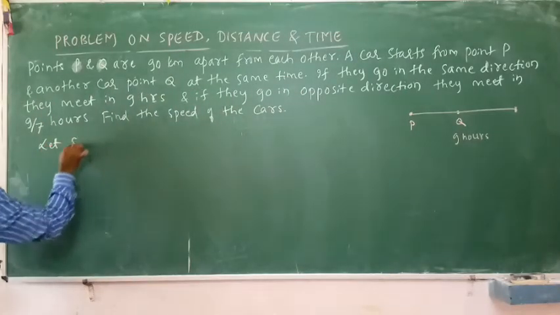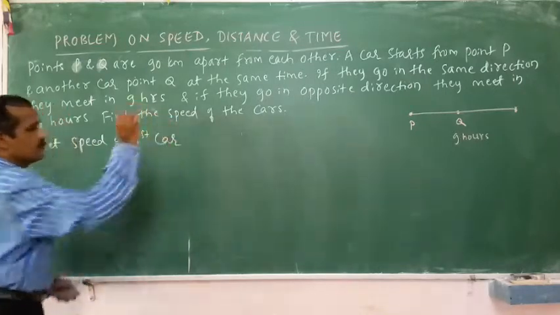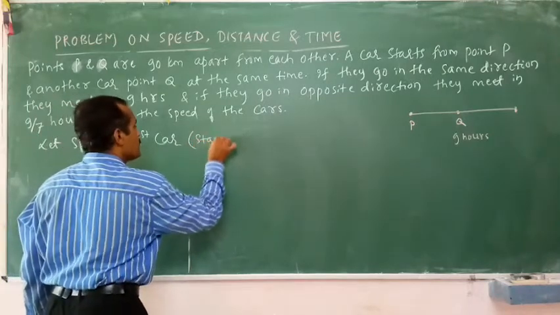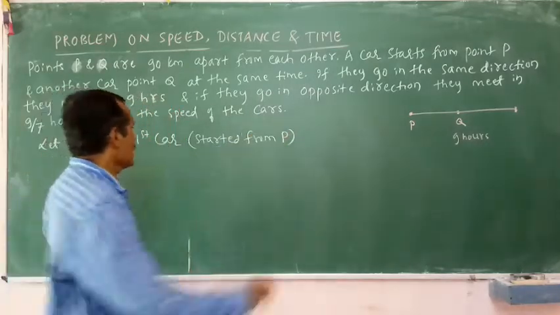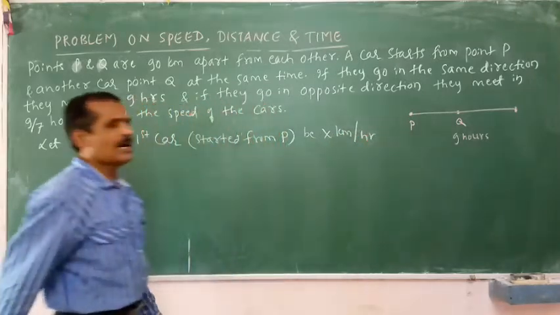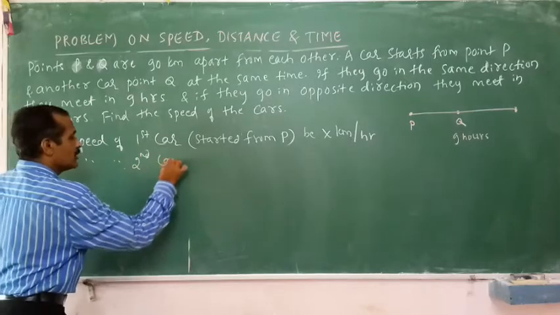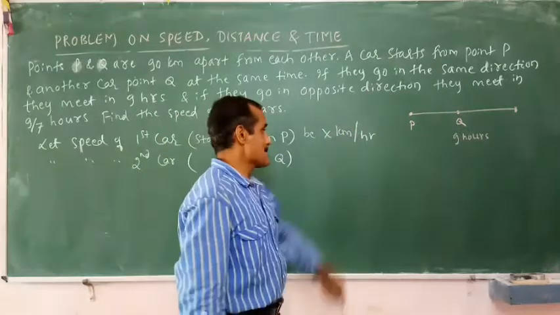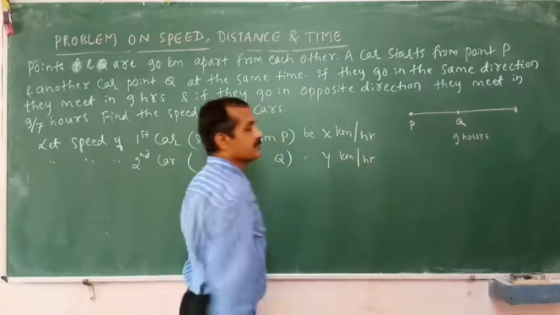Let the speed of the first car, started from point P, be x kilometers per hour. I have taken it as x. Let the speed of the second car, started from Q, be y kilometers per hour.